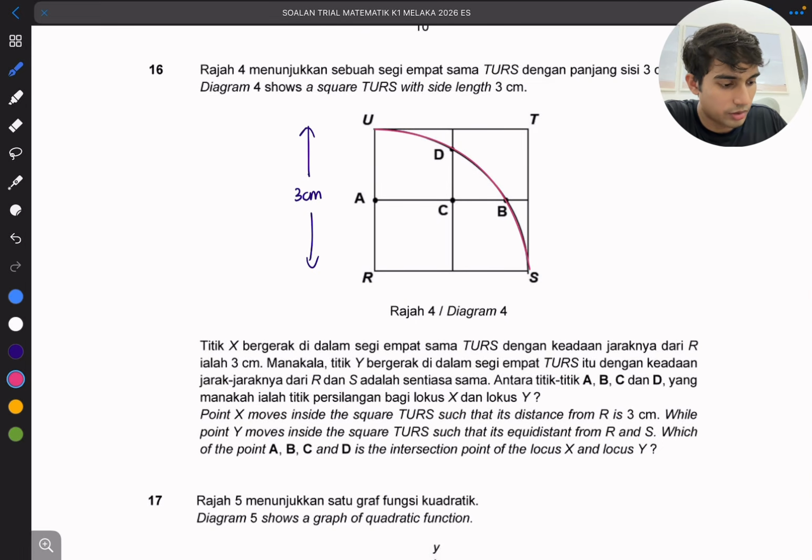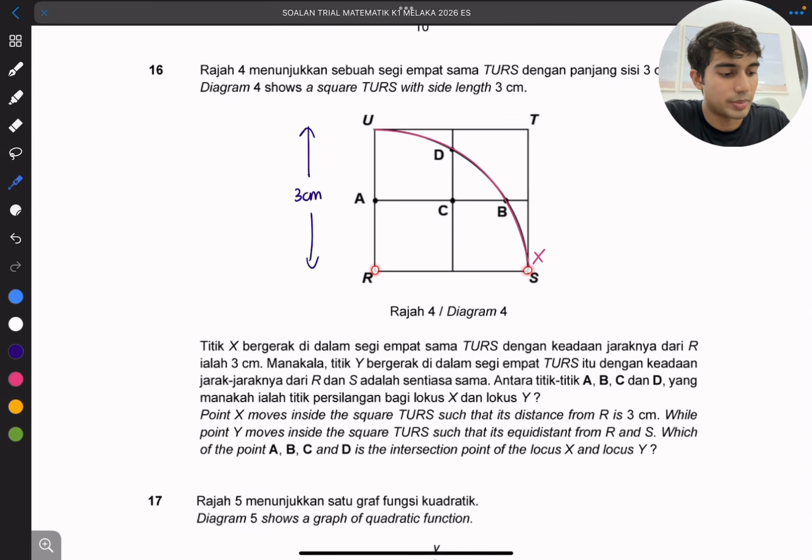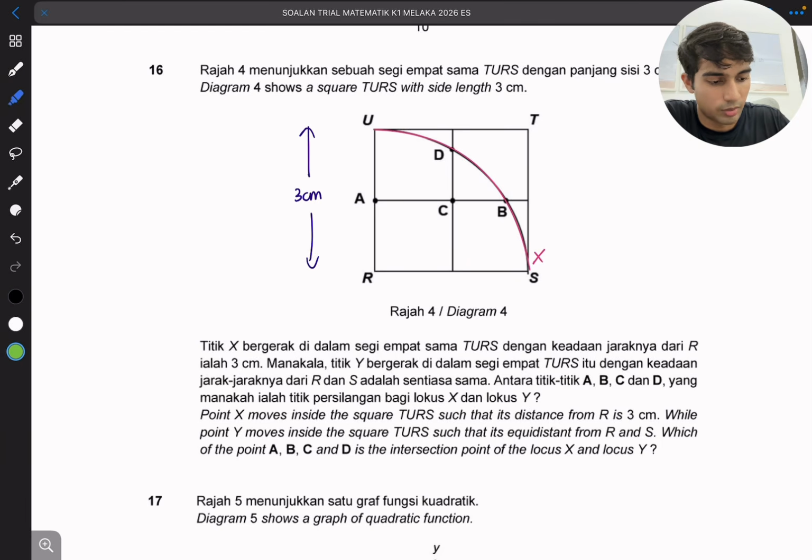So locus of X. And then point Y moves inside the square TURS such that it's equidistant from point R and point S. So from point R and point S, it must be equidistant. That means it has to walk in between R and S. Okay, then only it will be the same distance. So this will be the locus of Y. So let me use my highlighter. This is locus of Y.